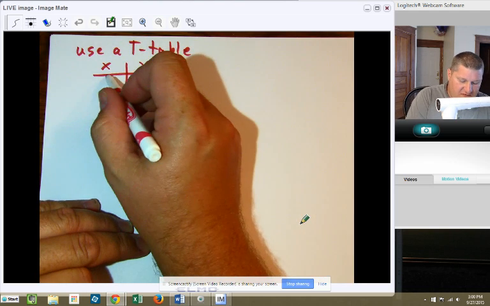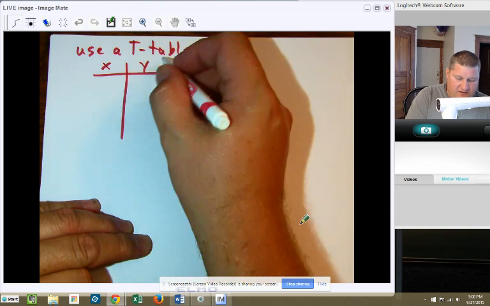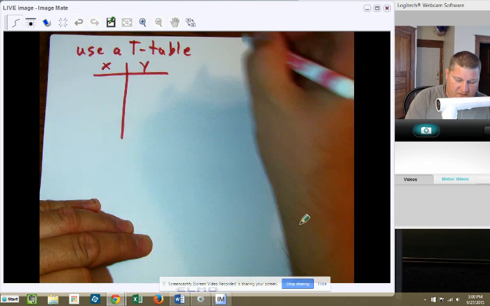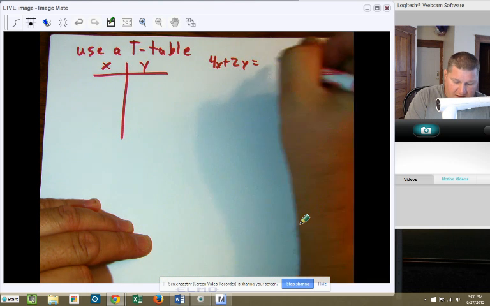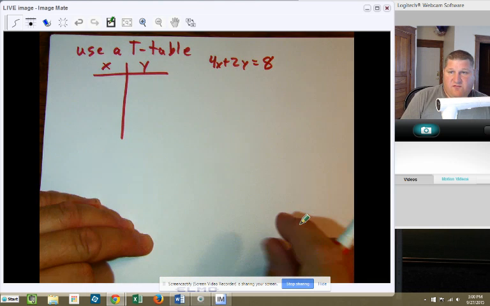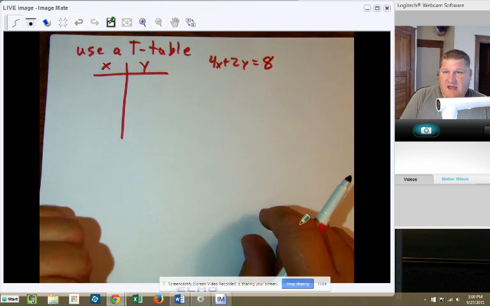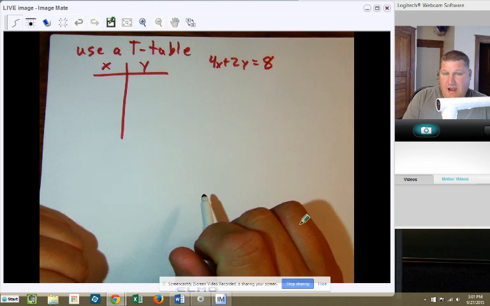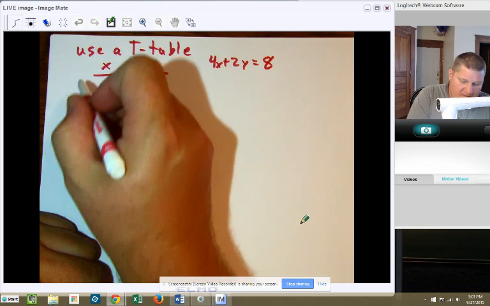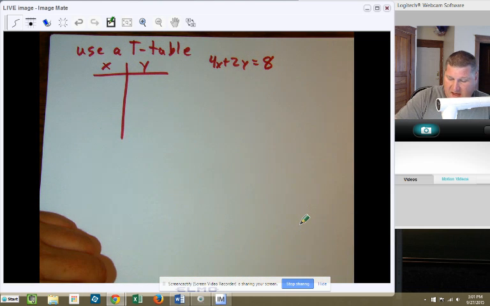And what we're going to do is put x values in and see if we can come up with some y values. So if I have 4x plus 2y equals 8, I can use a t-table and equation to graph this line. Now, let's talk a little bit more here before we move ahead.